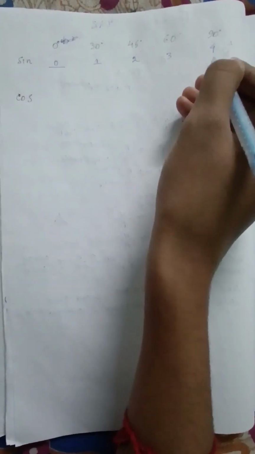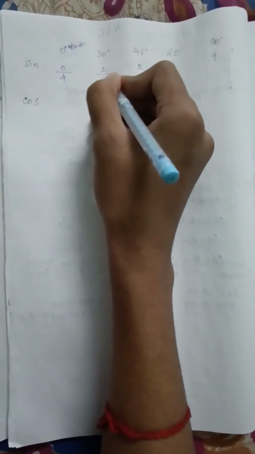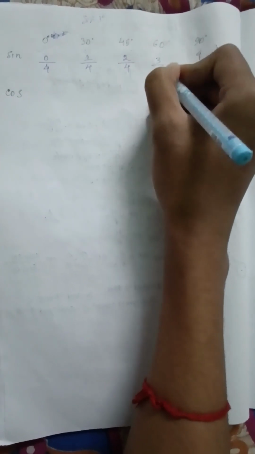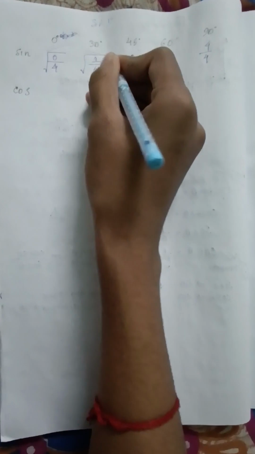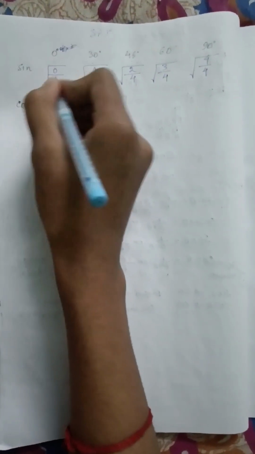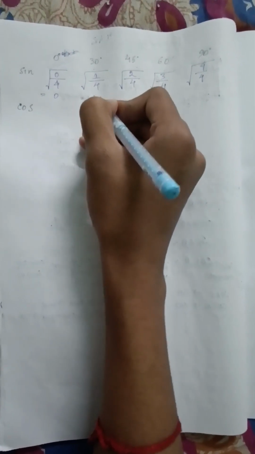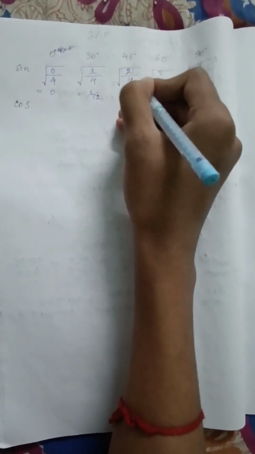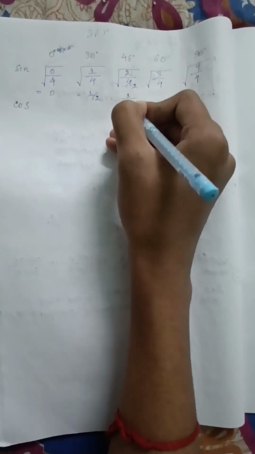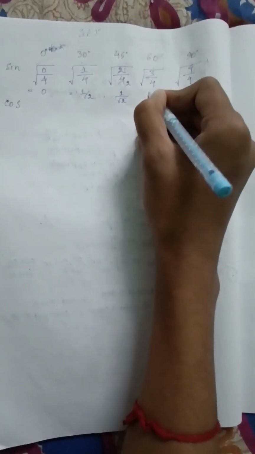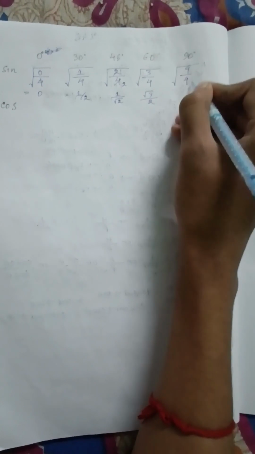First write from 0 to 4, then divide it by 4, then take it under root. Now we have to solve this. So this is 0 by 4, so obviously 0. Then it is 1 by 4, so 1 by 2. It is 2 by 4, we have to cut this, therefore it will be 1 by root 2. It will be root 3 by 2. And it is 4 by 4, and root over 1 is 1.